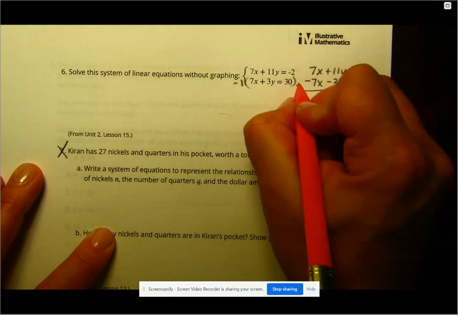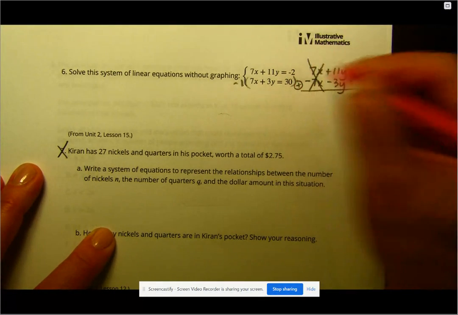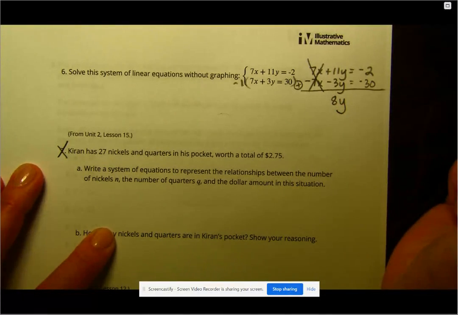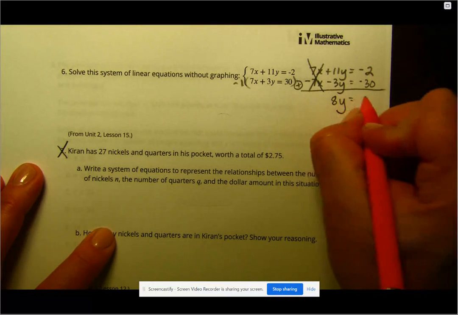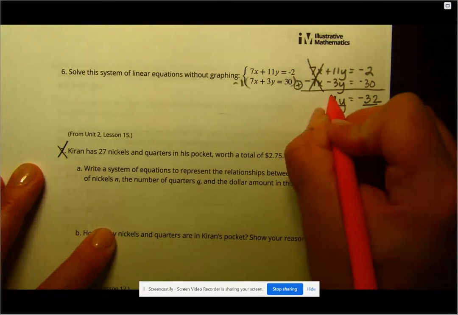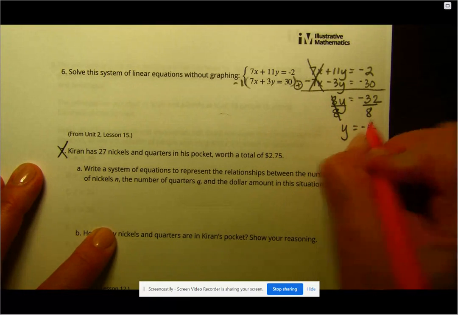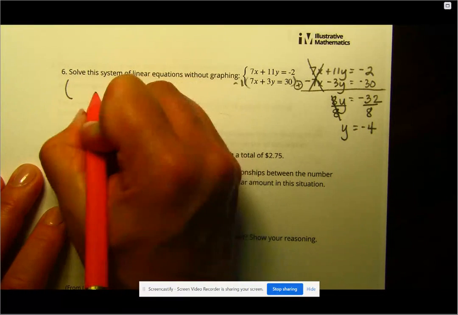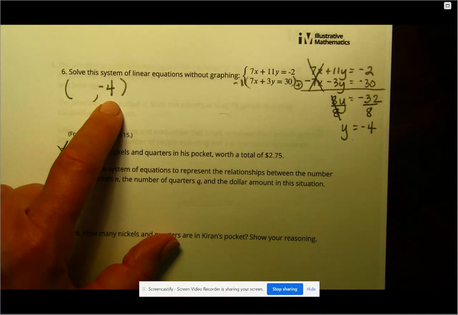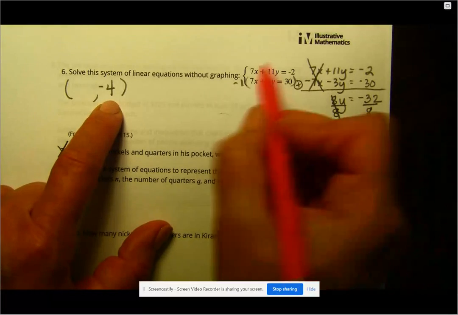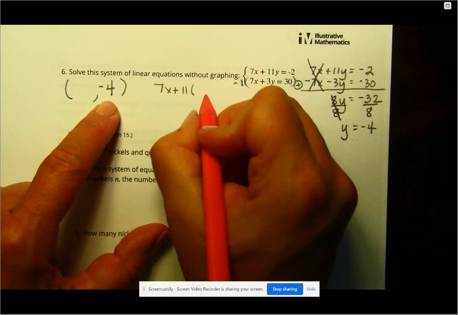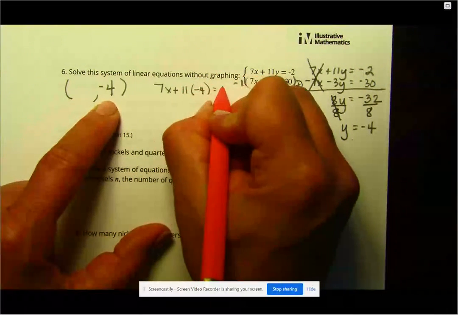Now when I combine them, add them, the x terms eliminate, and I get 8y equals negative 32. Divide by 8, and I get y equals -4. Don't forget, in a system, you need an x and a y. We just found y. So now for x, you could plug it into either equation. The top one looks pretty easy. Plug in the -4 for y.